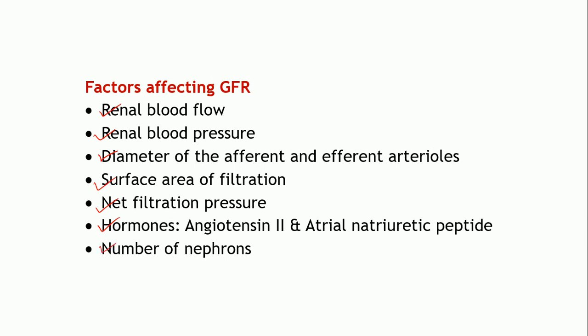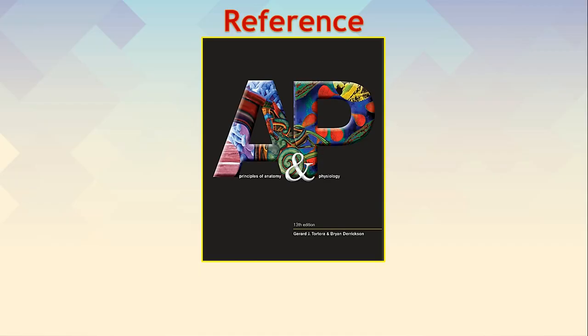Another important factor is the number of nephrons. Obviously, if the nephrons get damaged, what will happen to your GFR? That will also get reduced, right? Will it remain normal? No, because the number of nephrons are getting reduced, right? So this is again an important factor. Okay. So with this, we have finished with the glomerular filtration as a part of the renal physiology, which is a very important process.